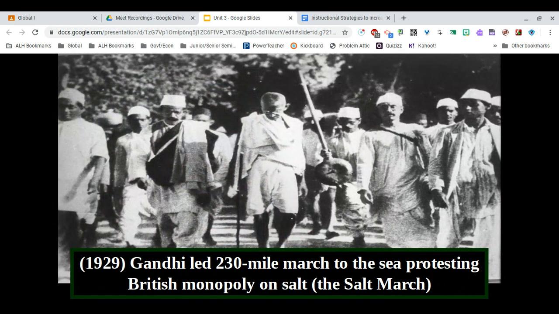He is going to lead a 230-mile march to the sea, protesting the British monopoly on salt. This is going to become known as the Salt March. It's one of Gandhi's most famous testaments against the British, and he uses it in a way to kind of gain moral support against the British. And you're going to see that in the video clips that are posted for you in your Independence in India Google form extra credit.